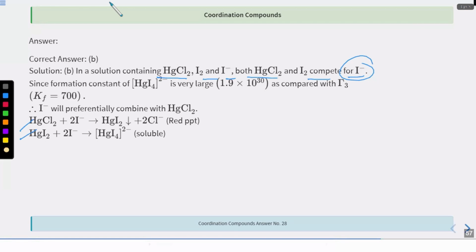Now how it would be formed, it would be formed according to the Kf, which means the reaction for which Kf is higher would compete and win as compared to the other one. So the formation constant of HgI4 2 minus is higher, so it will be formed rather than the other reaction. It is 1.9 into 10 power 30 as compared with I3 minus. The Kf for I3 minus is 700 and for HgI4 2 minus is 1.9 into 10 power 30. So it is 10 power 28 times higher than this. So of course this reaction will take place.